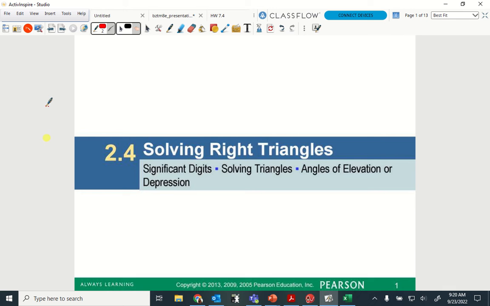Okay, so solving right triangles, 2.4. So now, what that means is solving it, you're solving everything. All the sides and all the angles. That's what that means. So if there is not a value for a side, or if there's not a value for an angle, that means you need to solve that. Okay? Basic definition.